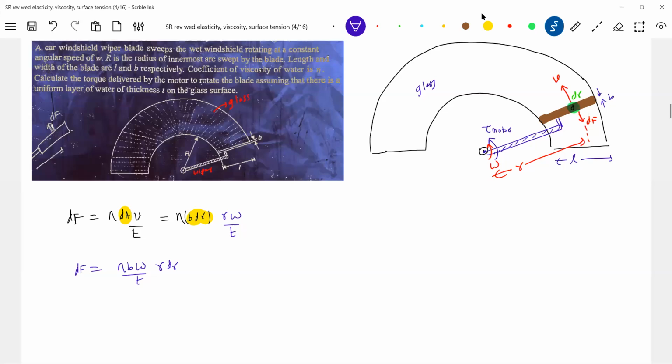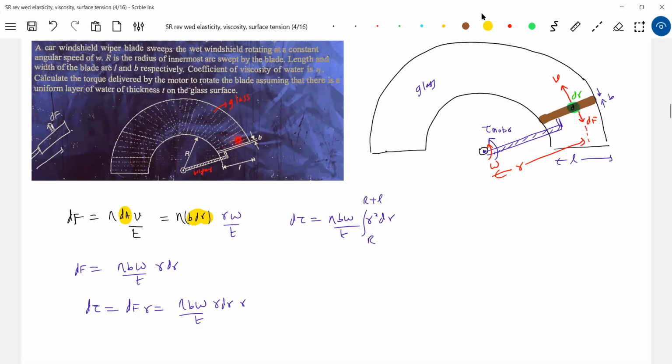Then what is the torque by viscous drag? It should be equal to dF into R. I think if you somehow understand the question, it'll be very easy. Where will the viscous drag be present? Only in this region, no? What are the limits? Capital R to R plus L. Please try to understand, only here will the viscous drag force be acting.